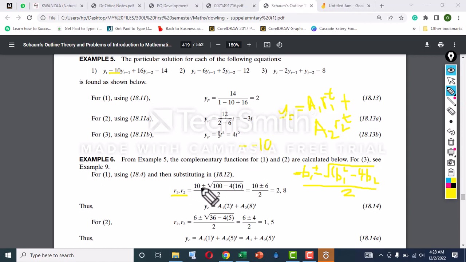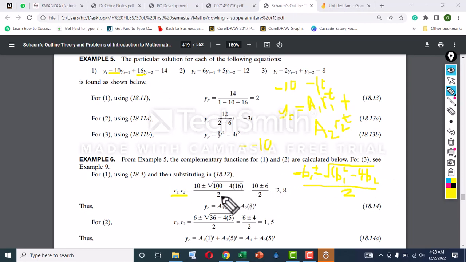Then your plus or minus square root of B1 squared. What is B1? Minus 10 squared. Minus 10 squared means minus 10 times minus 10. It does not mean minus 10 times 10. No. Minus will come in 2 places. So minus times minus is plus. 10 times 10 is 100. That's how this 100 is showing up here. Minus 4B2. Minus 4, then our B2. What is B2? 16. So that's how we get the 16 here.